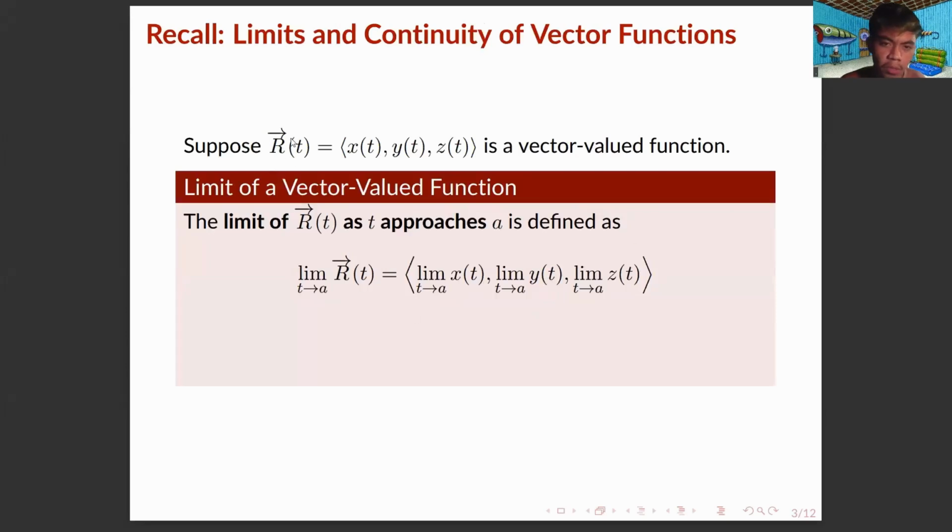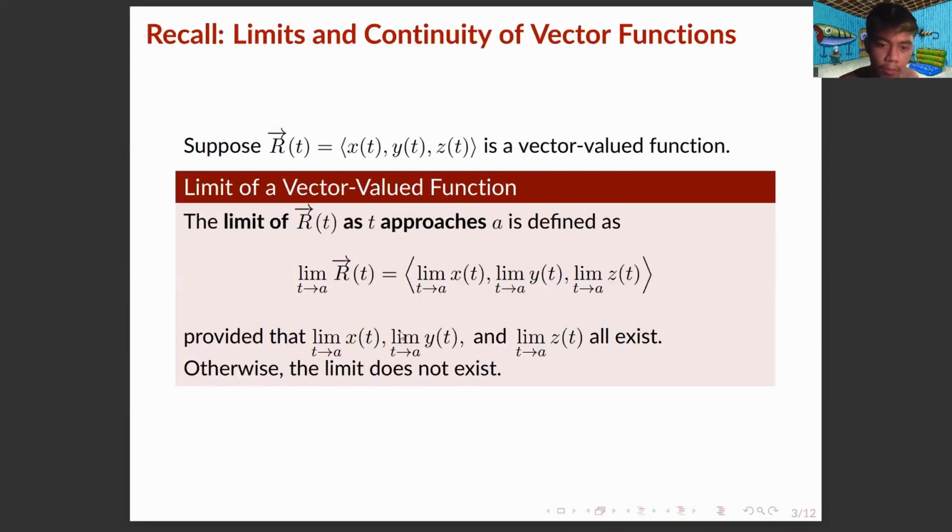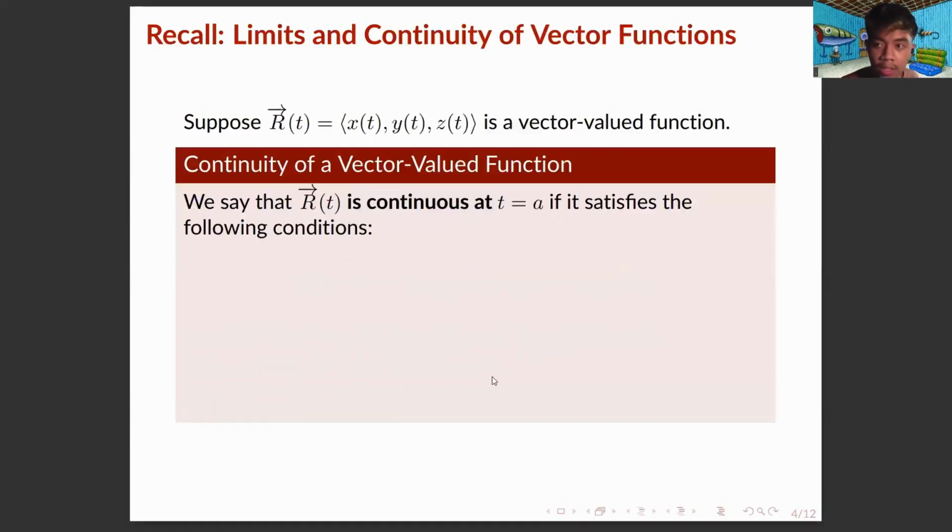So suppose r of t is a vector-valued function. We have the limit of r of t as t approaches a, which is equal to the limit of its corresponding components, provided that those limits, as we can see here, all exist. Okay, so otherwise the limit does not exist.